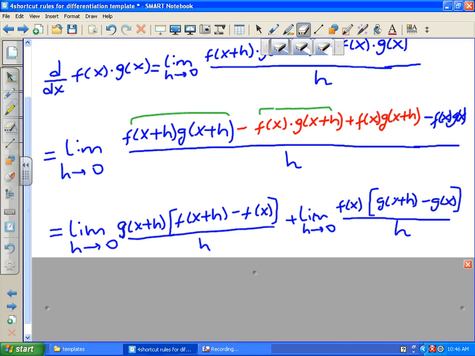What do we know about this quantity as h goes to 0? Just forget about this. What is this quantity as h goes to 0? That's the definition of what?